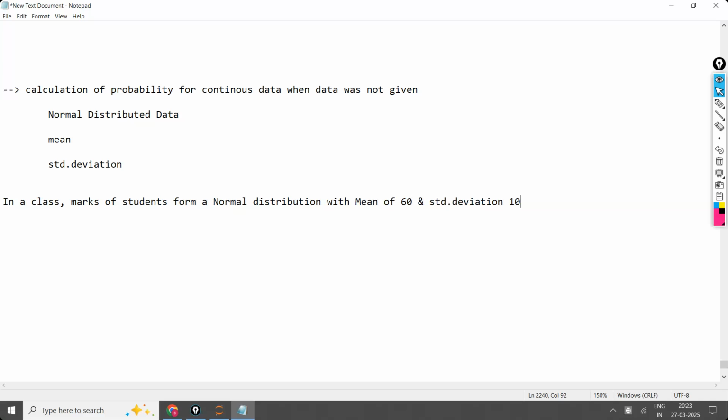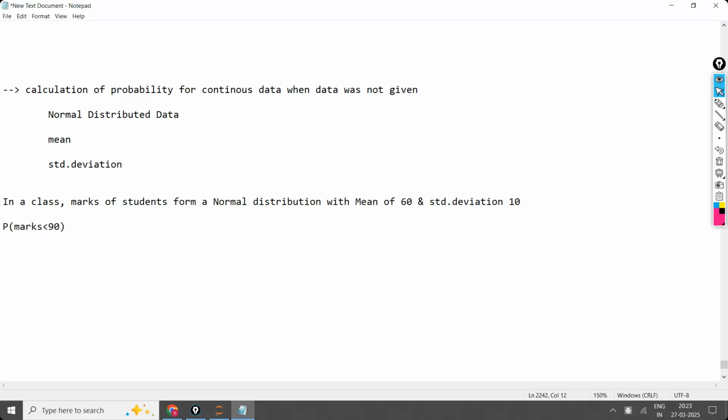So here how many students are there? Have they mentioned student marks? No. The number of students we don't know. Student marks also we don't know. But still we can calculate the probability of marks less than 90. What is the probability of marks less than 90?